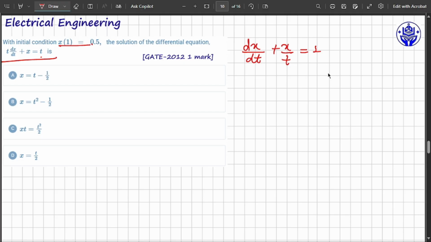So the integrating factor is what? The integrating factor is equal to e to the power of the integration of 1 upon t dt. It is nothing but t. Log of t will be there, and log and e will cancel. Okay, so this is the integrating factor.